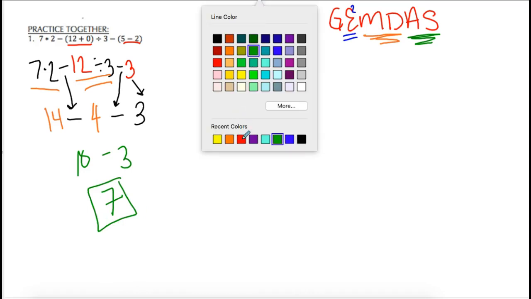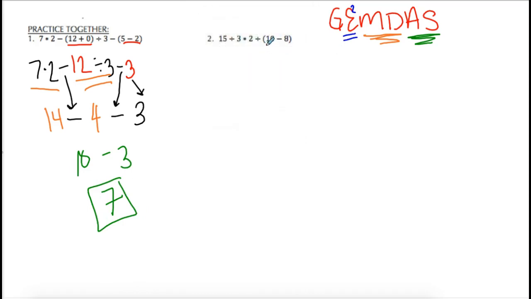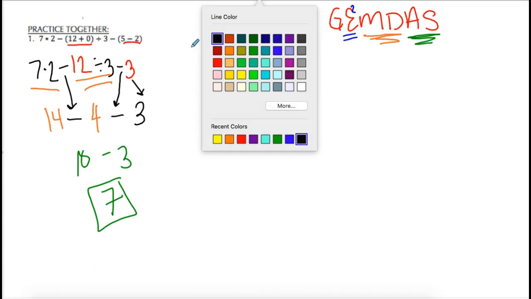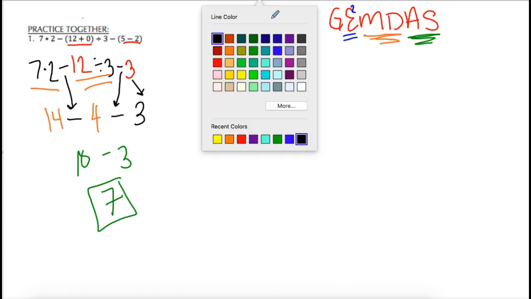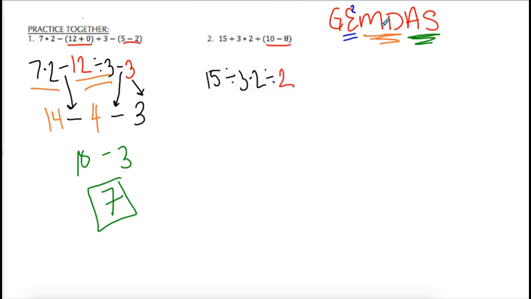First letter, G, grouping. So 10 minus 8 is 2. There are no other parentheses, so I'm going to go ahead and copy everything down. 15 divided by 3 times 2 divided by 2. Then I'm looking for exponents. None of these have exponents, so I can skip that. And now we're going to do multiplication and division from left to right. So 15 divided by 3 is 5.